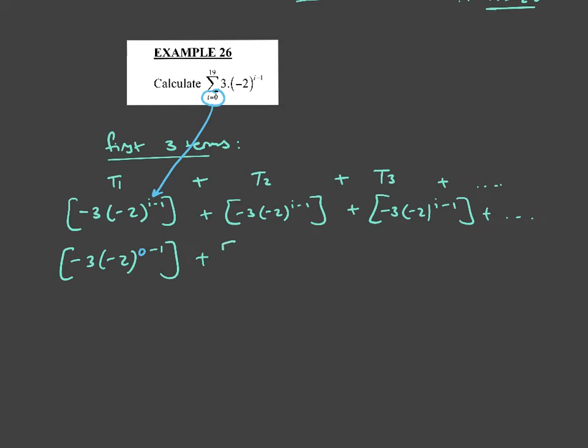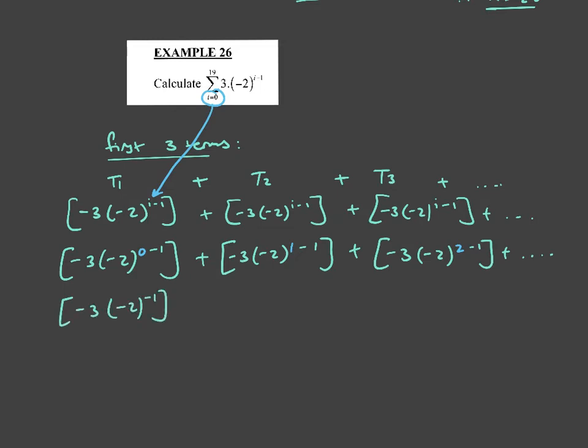So it goes up to the next integer, so it's -3 times -2 to the power of 1 minus 1. Yes, well done, I heard you there. And then it is -3 times -2, and then it is plus 1, so it's 2 minus 1. Plus dot, dot, dot. So what's that equal to? It's going to be -3 times -2 to the power of -1, plus -3 times -2 to the power of 0, plus -3 times -2 to the power of 1.